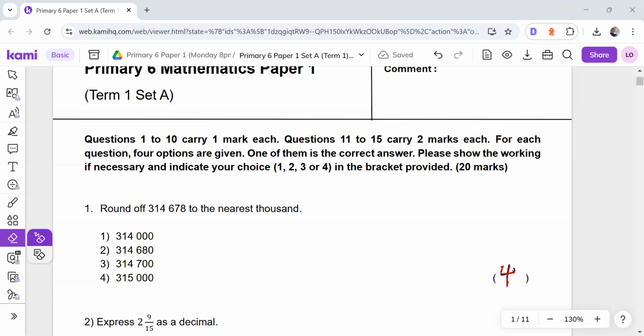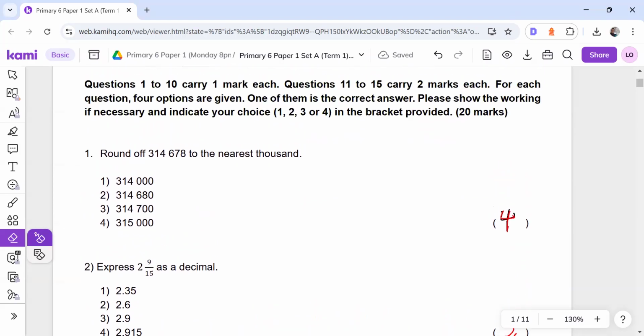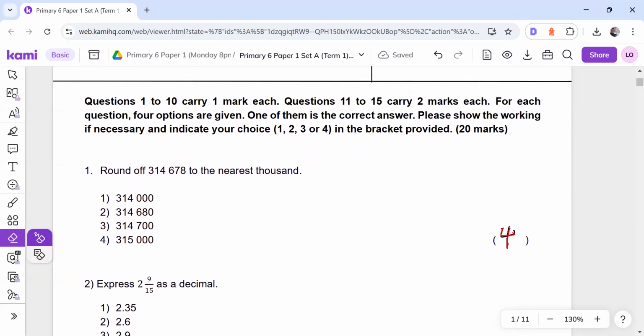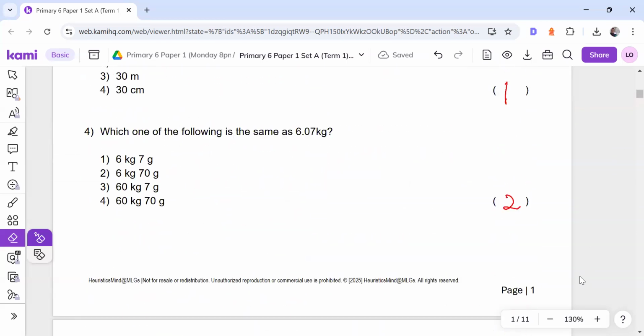Okay, let's start. Question one. You can see question one: how do you round off to the nearest thousand? I will give the answer first. You can see the answer there already. The answer is number four. Oh dear, all the answers are there.